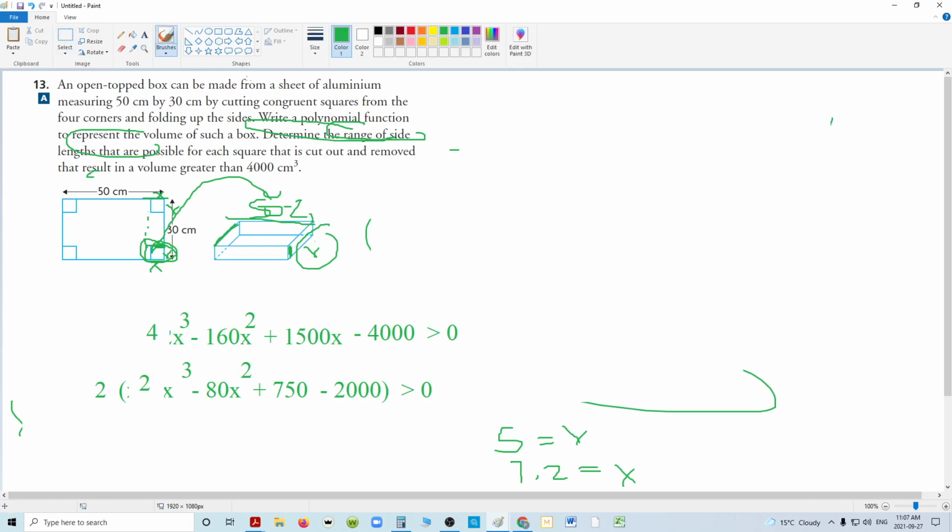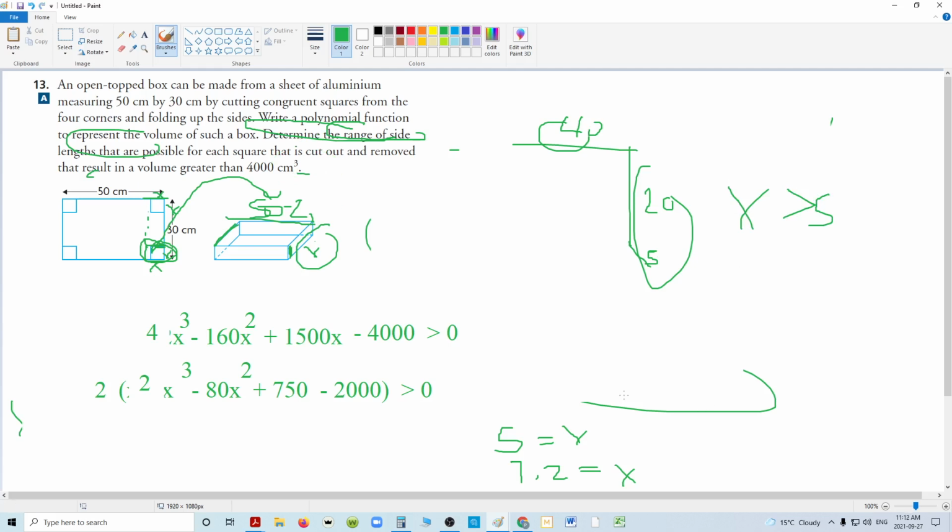That means that my length is 30 minus 2x, which is 30 minus 10, so 20. And the width, 30 minus 10, 20. And the height would be 5. So this is one possible dimension that's above 4,000. So that x would have to be bigger than 5.